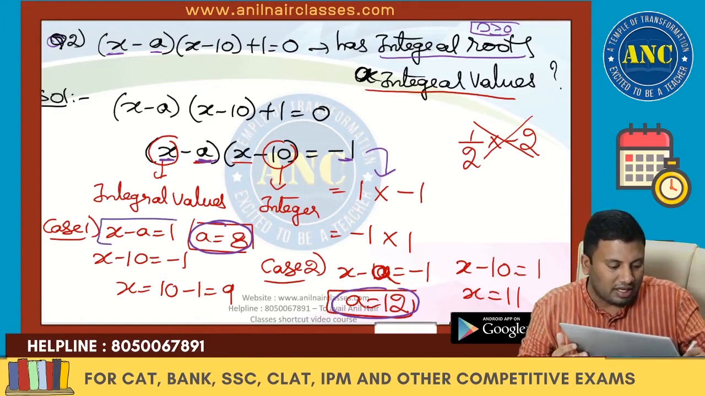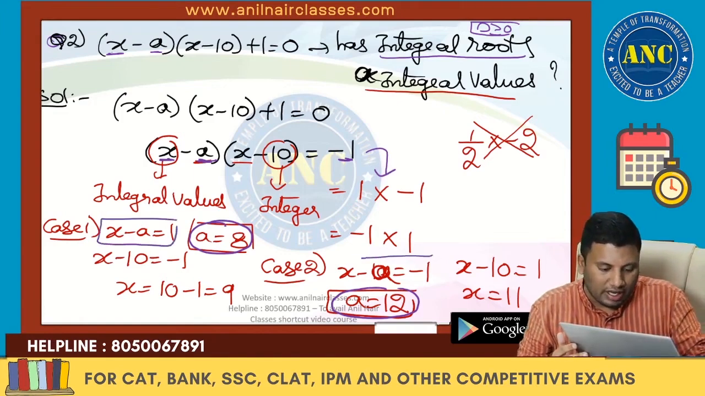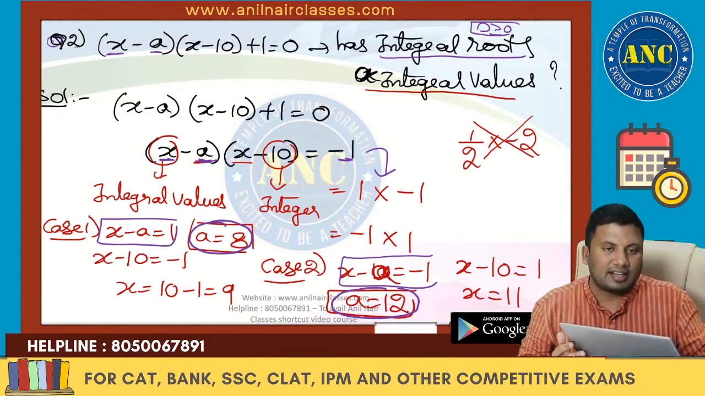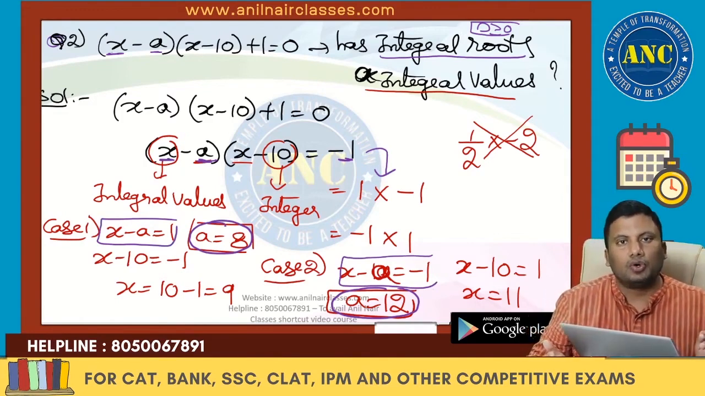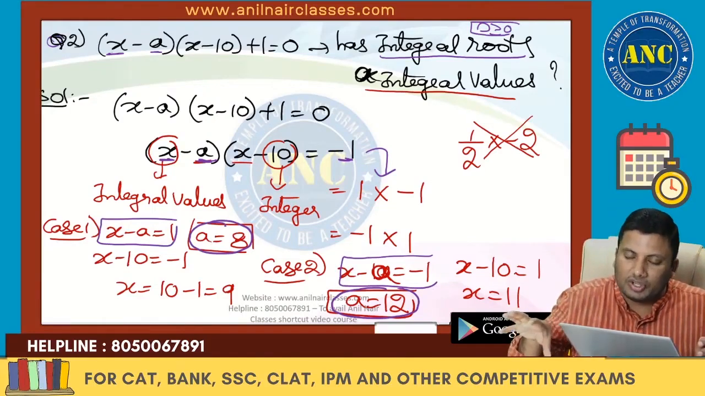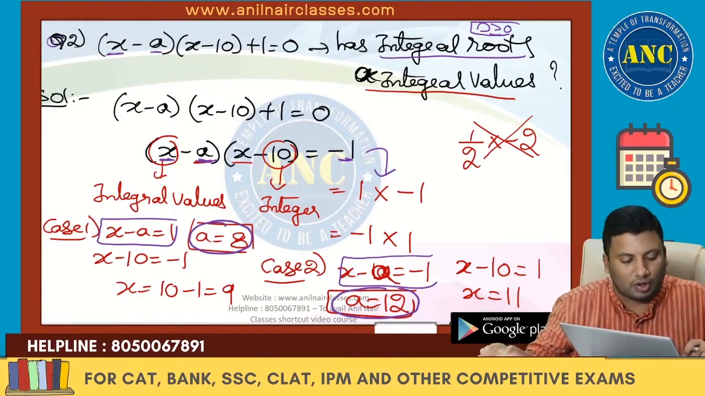Case 1, x minus a is 1. Case 2, x minus a is minus 1. Answer is a equivalent to 2, a equivalent to 8. This question number 2 is a CAT replica question.